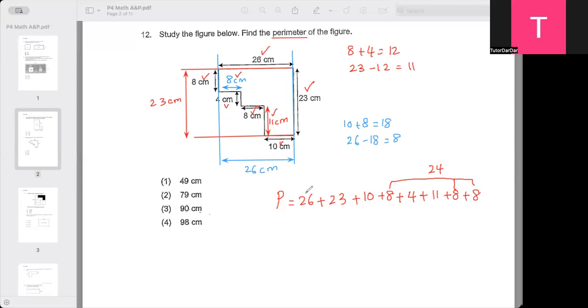26 and 23 is going to be 49 here. And this 10 and 11 and 4, this is going to be 21, this is 25. So 49 plus 24 plus 25. 24 plus 25, you will get 49. So 49 plus 49.